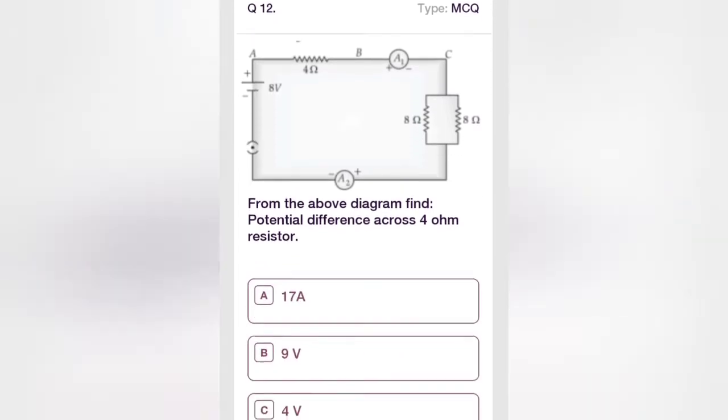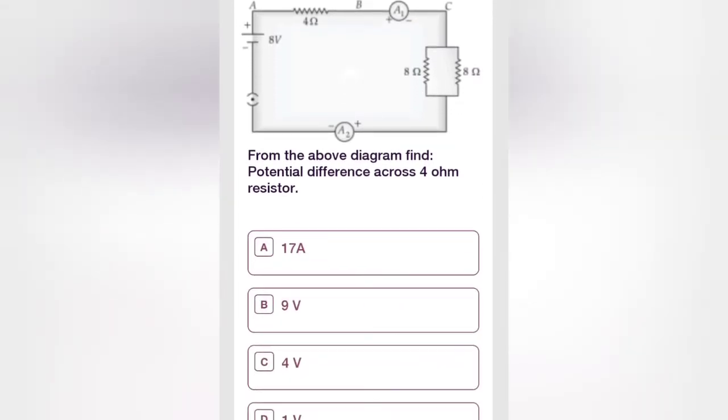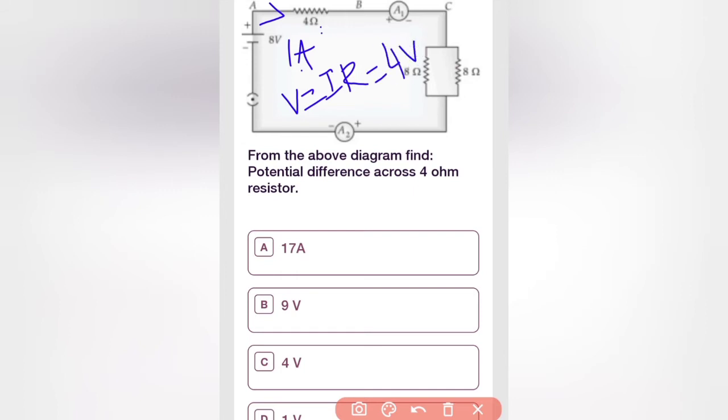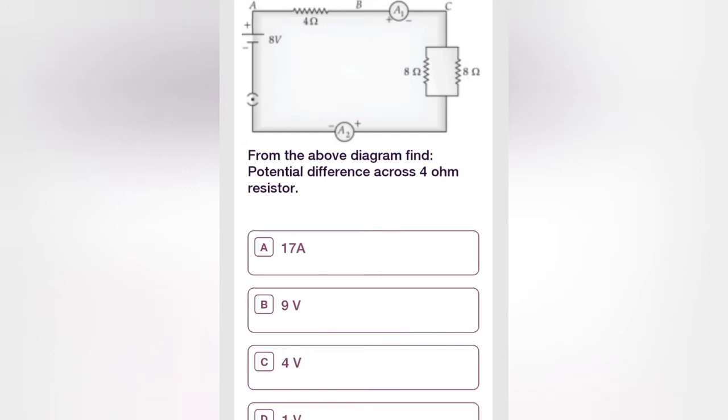From the above diagram, find the potential difference across the 4 ohm resistor. We have found that the current flowing through this is 1 amp. Then what will be the potential difference? We know V is equal to I into R. So I is 1 and R is 4. So 1 into 4, it's going to be 4 volt. So option C is the correct answer.